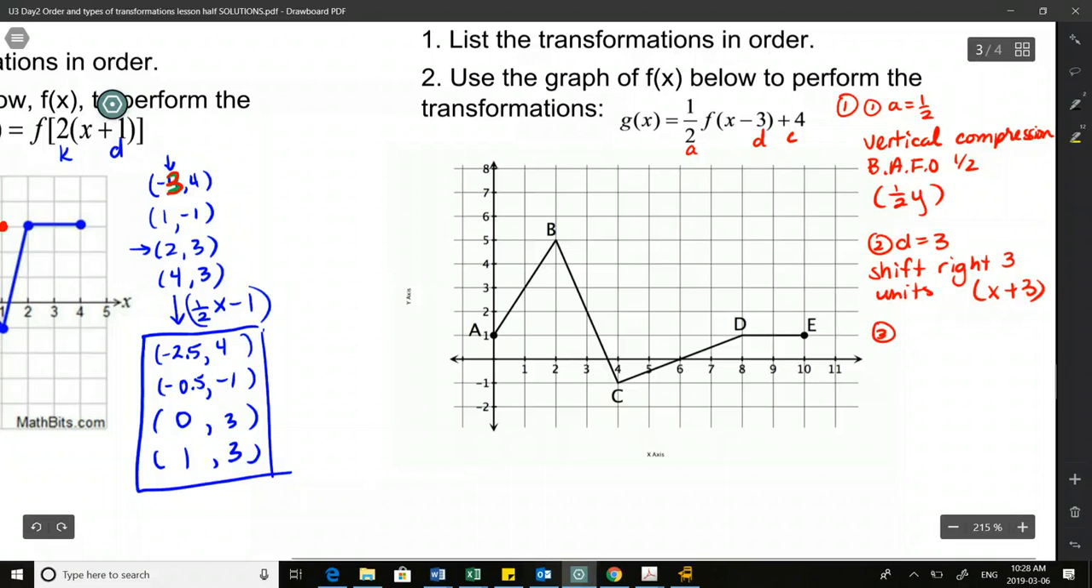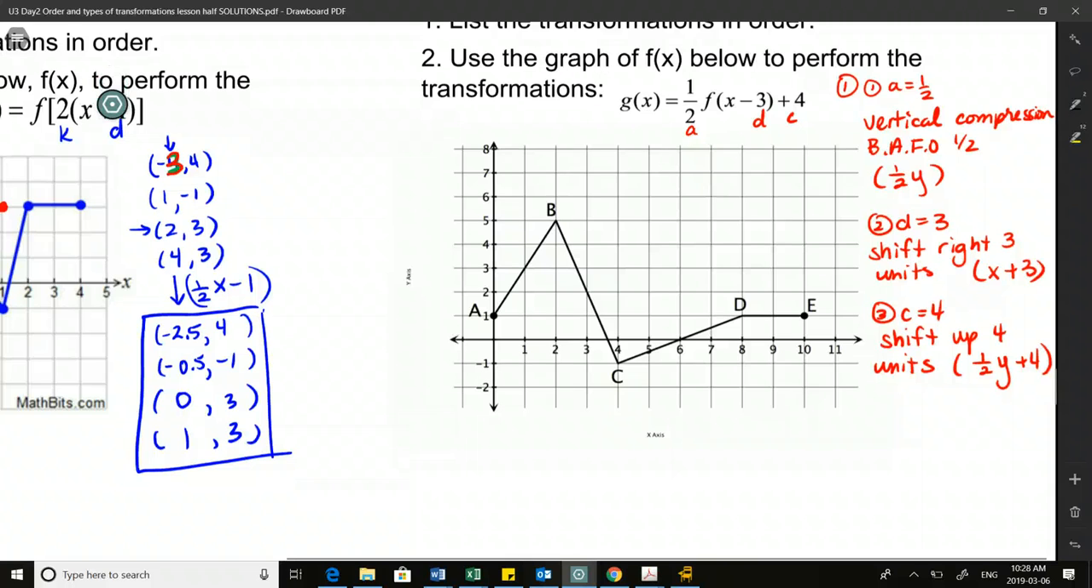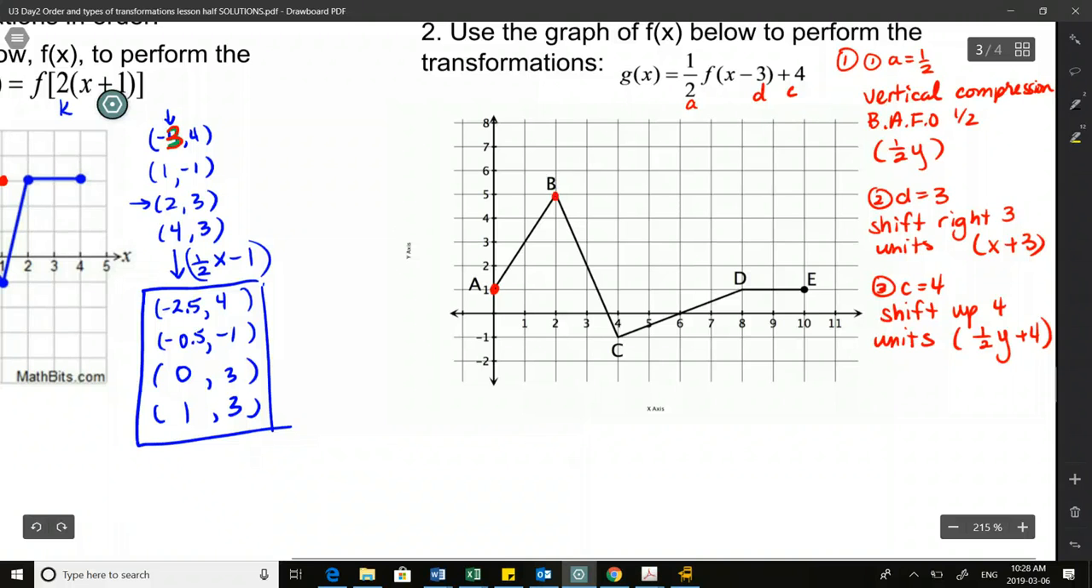And then the third one, the C value is 4. So this is a shift up 4 units. So with our earlier transformation to the y, it's a half y, and then we add 4 to that. Okay, so here are my key points of my parent function that I'm going to utilize for this. So I have (0, 1), (2, 5), (4, -1), (8, 1), and (10, 1).